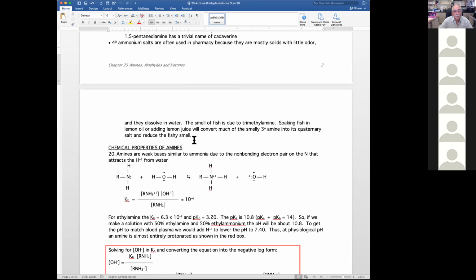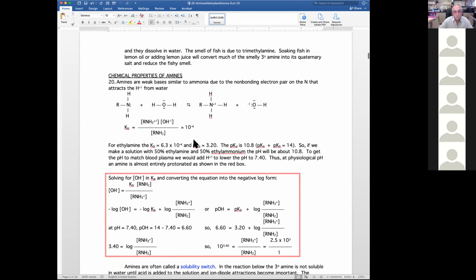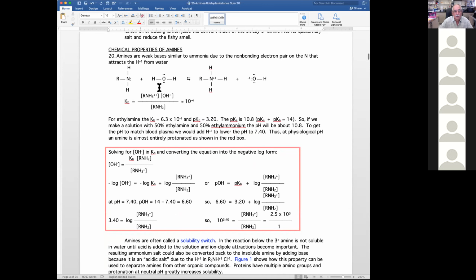So what about the chemical properties of amines? Well, they're weak bases similar to ammonia. The reason why they're weak bases, just like ammonia, is because of that non-bonding electron pair right there with this partial negative charge on it. So water can act like a weak base or a weak acid. If you put a weak base into water, it makes water act like a weak acid.